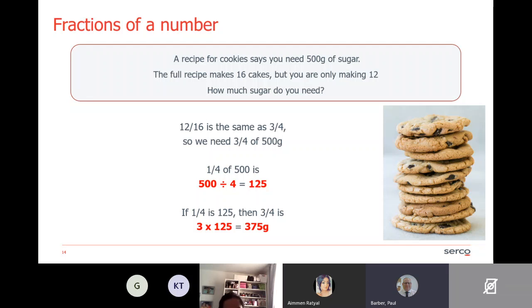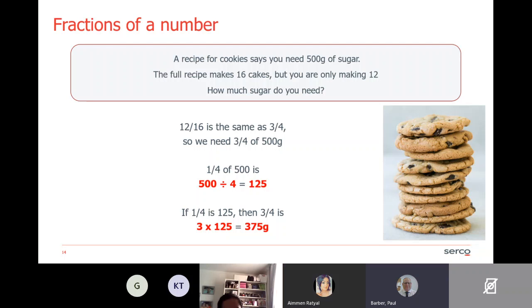You'd have 1 mark for recognising 12 out of 16 is the same as 3/4. Another mark probably for working out that 1/4 is 125, and then your final mark for multiplying that by 3. What people often do, more with percentages actually, but you can do it with fractions, is use the calculator. And whilst the calculator is very, very good, you need to know what you're doing on the calculator.